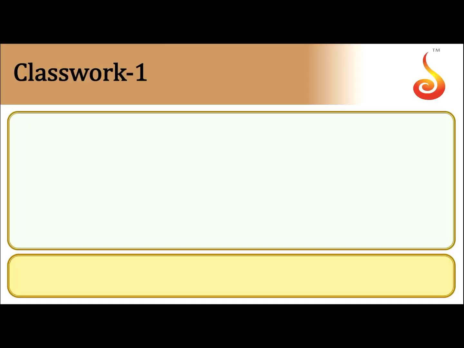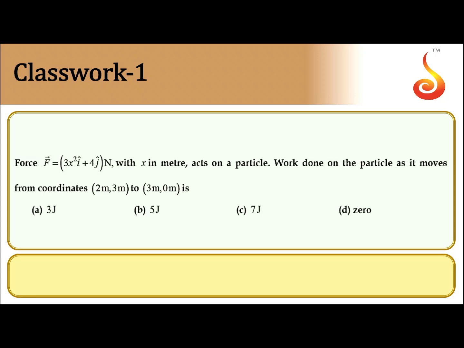First example. Force F is equal to 3x square i cap plus 4j cap Newton, with x in meter, acts on a particle. Work done on the particle as it moves from the coordinates 2 meter, 3 meter to 3 meter, 0 meter is. So he is asking you to calculate the work done by a variable force. And you know that work done by a variable force is given by integral F dot dr.